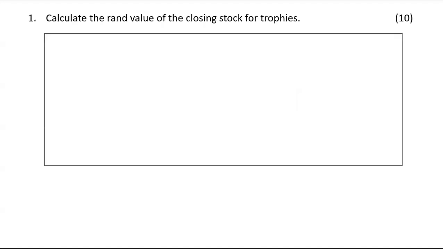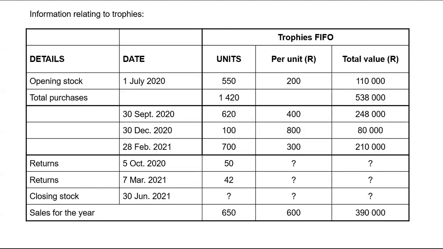Now we need to calculate the value of closing stock of trophies. Now to calculate the value of closing stock of trophies, let me just read the table quickly. We know opening stock is 550 and the cost of each unit was 200, so in total the cost will be 110,000. We purchased 1,420 units, and in total that will give us 538,000.